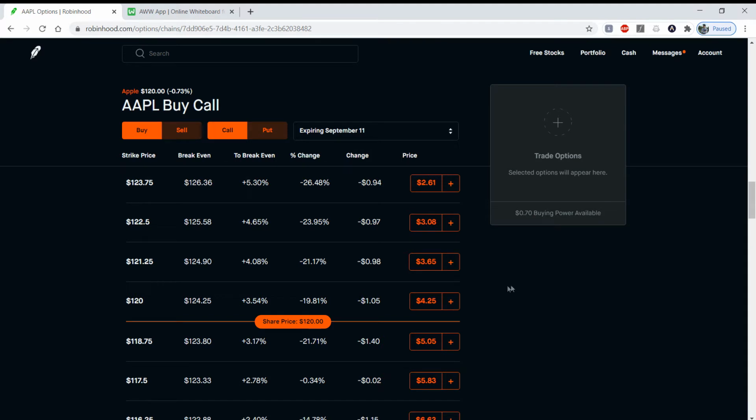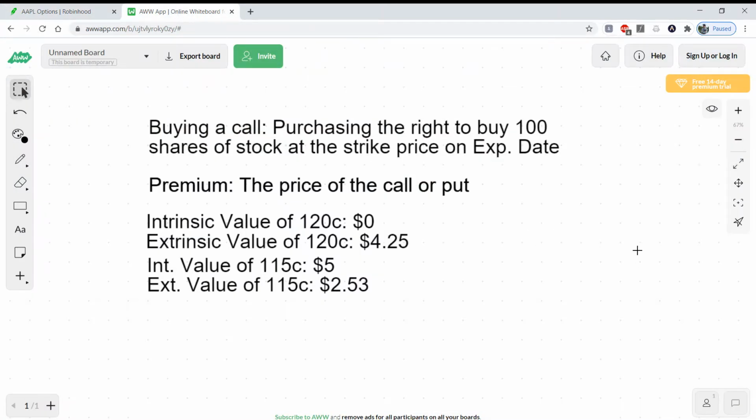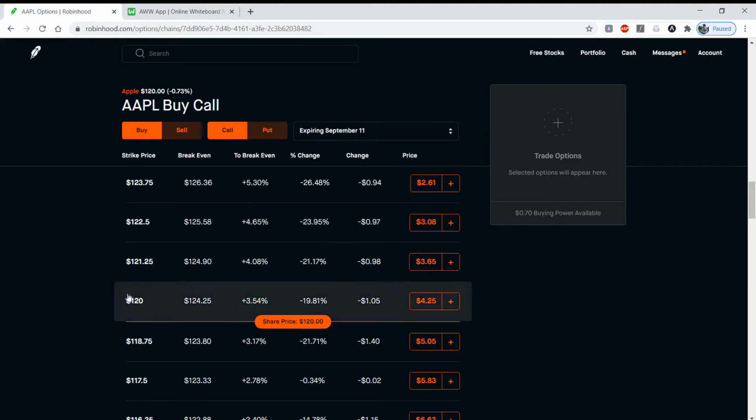No pun intended. So here the share price is $120, and we'll go ahead and use the 120 strike price as our example. So going over, buying a call at its basic form is purchasing the right to buy 100 shares of stock at the strike price on the expiration date. So let's say that again. You are purchasing the right to buy 100 shares of stock at the strike price on the expiration date.